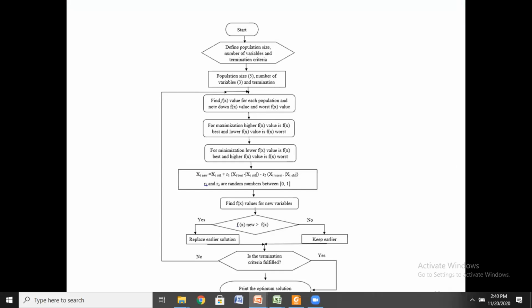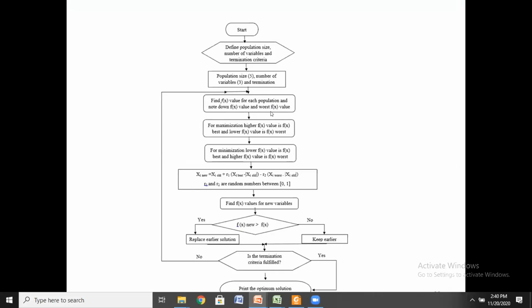You can see the flowchart. Find f of x. F of x is here the objective function. It means I have two objective functions, right? Delta Ra and MRR. So delta Ra is my f of x. Find the f of x value for each population. Population is actually the A, B, C, D values, meaning my input variables.